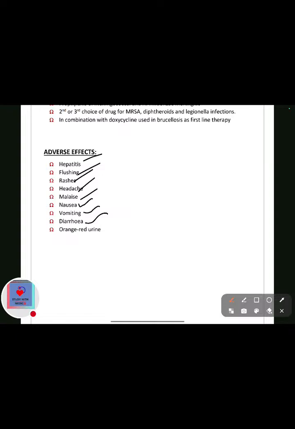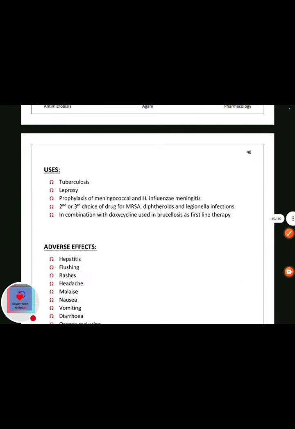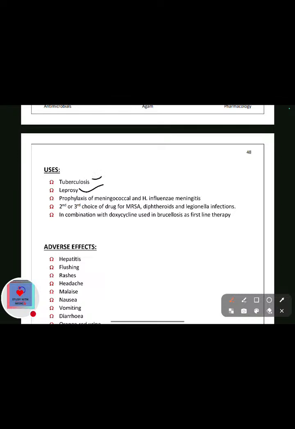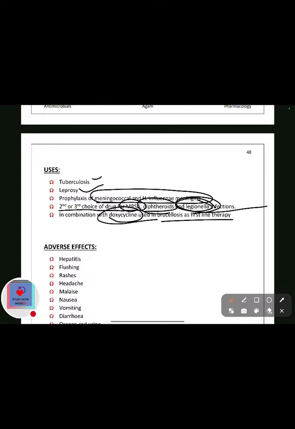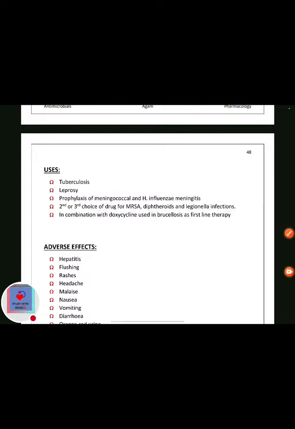Talking about therapeutic uses of rifampicin, it can be used in leprosy and tuberculosis, and for prophylaxis of meningococcal and H influenza meningitis. It is also second or third drug of choice for MRSA, if vancomycin cannot be given, but it is mostly used for tuberculosis and leprosy. Diphtheroids and Legionella infection, in combination with doxycycline. Brucellosis is the first line drug.